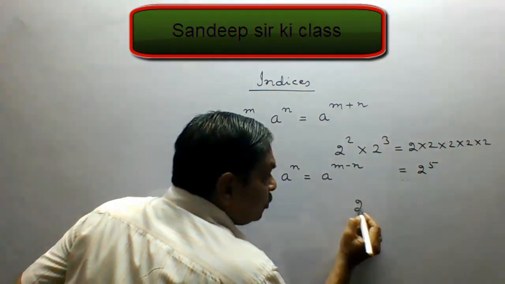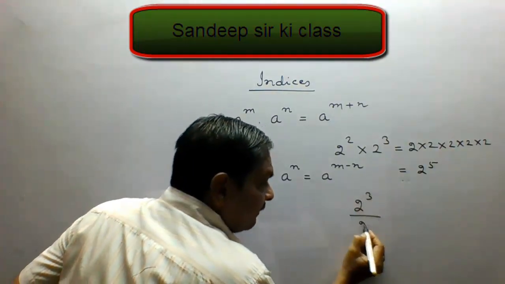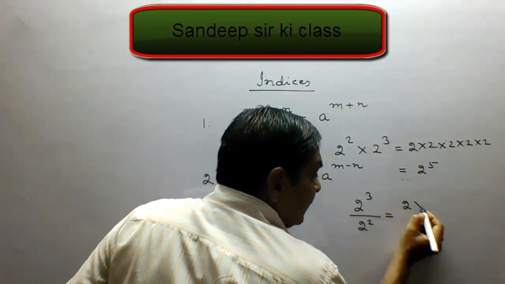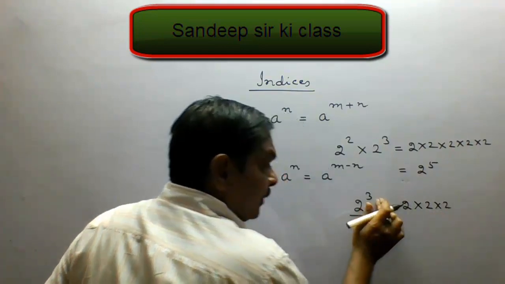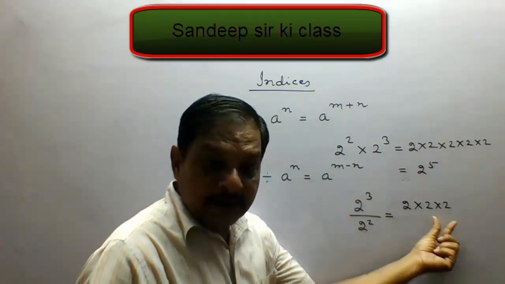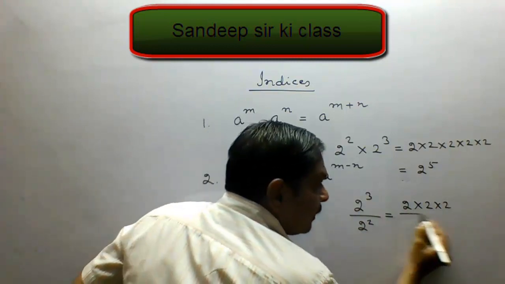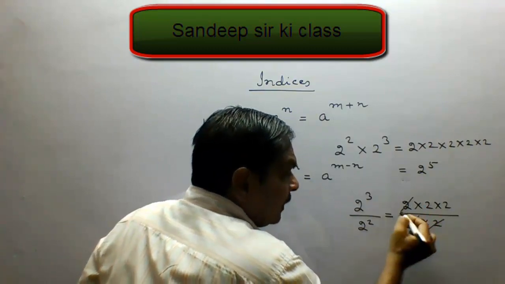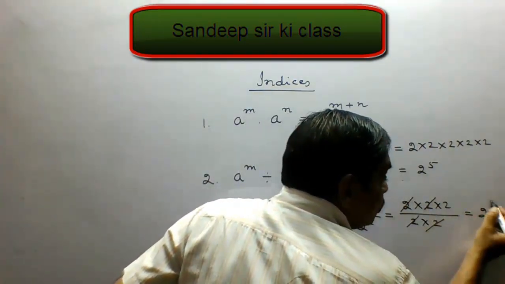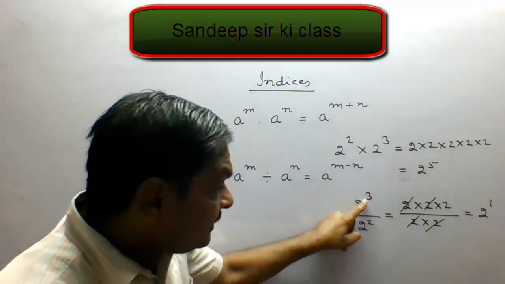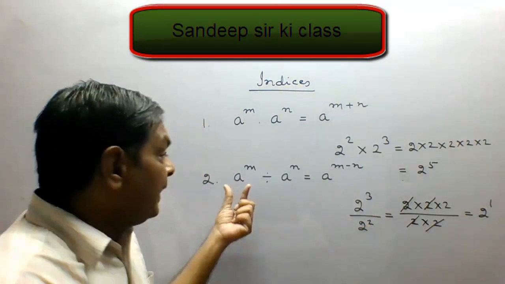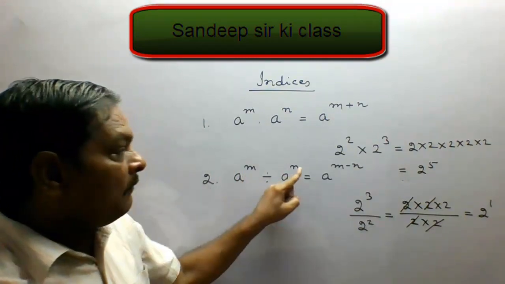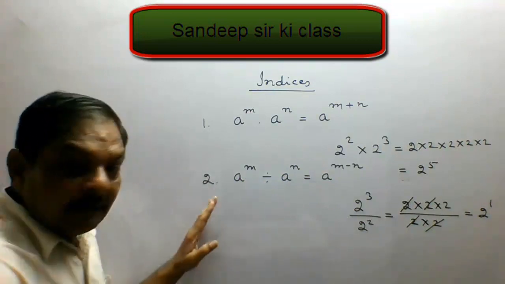We see that 2 raised to the power 3 when divided by 2 raised to the power 2, then 2 raised to the power 3 means 2 is multiplied 3 times, and 2 raised to the power 2 means 2 is multiplied 2 times. So these two are cancelled. We are left with 2 raised to the power 1, which is nothing but 3 minus 2. So in division, if base is same, then the powers are subtracted. This is our second law.